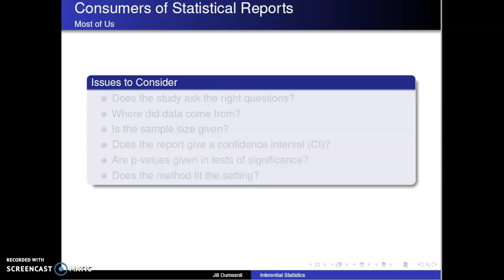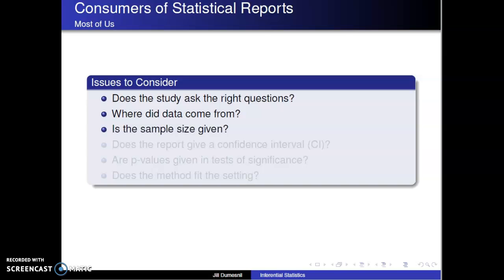As a reader of statistical reports, we should concentrate on the big issues instead of the nitty-gritty calculational details. Does the study ask the right questions? Where did the data come from? How was it obtained? By whom? And when? There is no correct method for data haphazardly collected with a bias of unknown size.